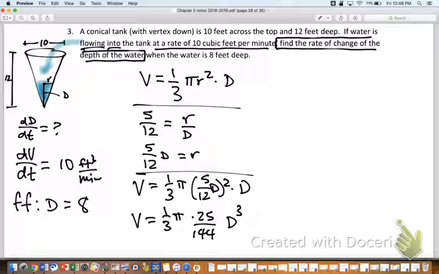Meg, your question? Like, why wouldn't we just do 2 times 1/3 times pi? Oh, wait, where did the 2 come from? Because it's squared. Well, I haven't done any differentiating yet. Never mind.